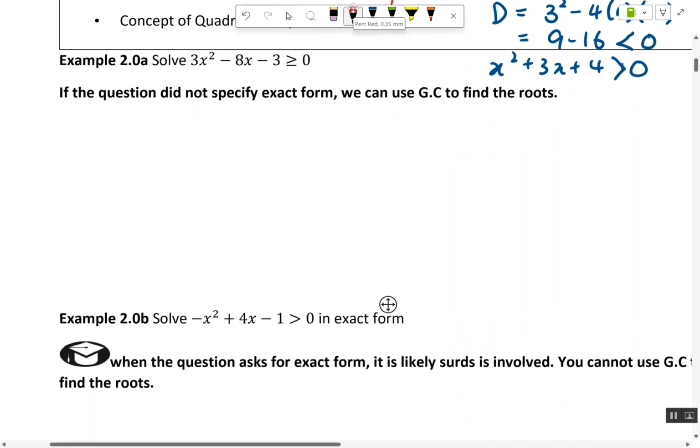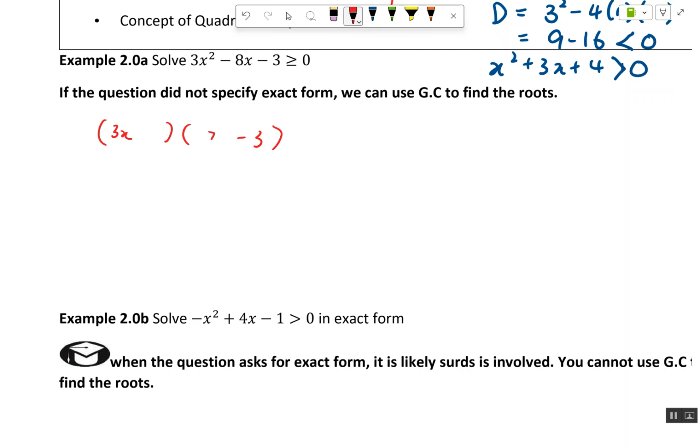Okay, so if I have 3x squared minus 8x minus 3, the question did not specify exact form. So this is actually your O levels knowledge. When I go and factorize this, I will have 3x here, plus 1 here, and then this x, this is minus 3, greater than or equal to 0. Once I factorize already, I know that the roots are 3 and negative 1/3. So during your O level times, when it's greater than or equal to 0, you will shade here and shade here, right? Okay, but now in A levels, right?